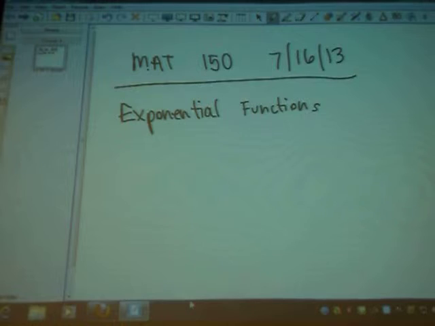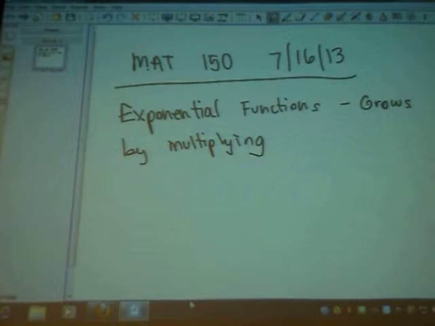An exponential function is when something grows by multiplying. A good example is population growth, where if you have 2 children, and then each of your 2 children have 2 children, then there would be 4 people. Then if each of them have 2 children, there'd be 8 people, and so on. So we can say that it grows by multiplying instead of just adding a fixed amount.